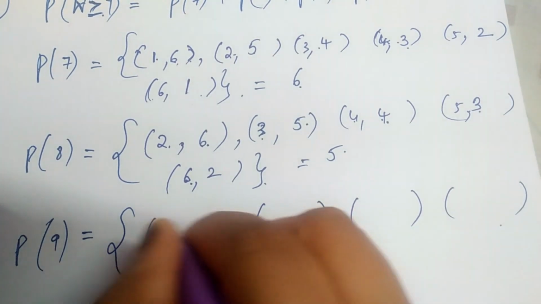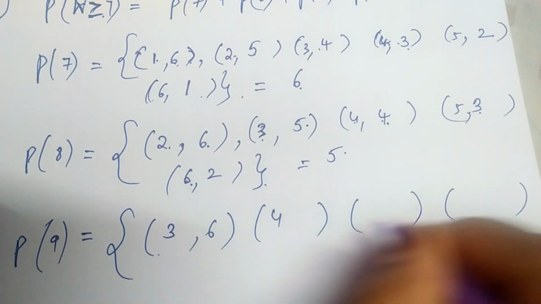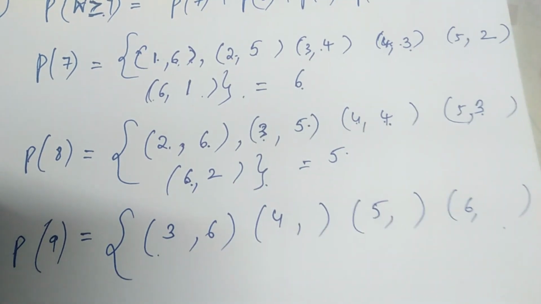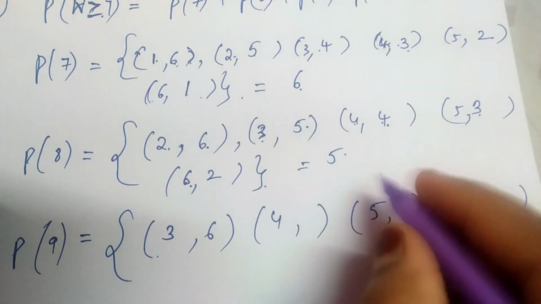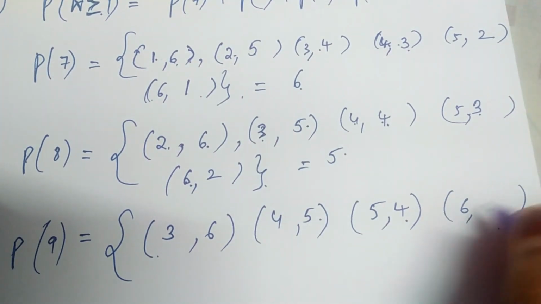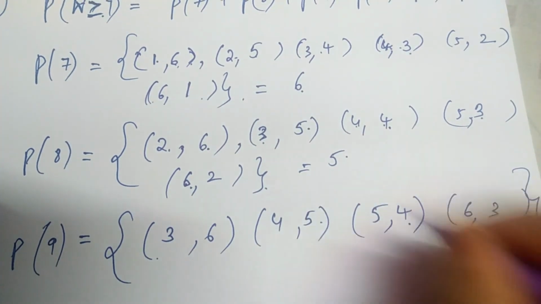6 plus how much? 6 plus 3. 3 comma 6. Now you start 3, 4, 5 and 6 is the maximum thing which you can get. Okay, so see, 4 plus 5 is 9, 5 plus 4 is 9. Next is 6 plus 3 is 9. So how many elements are there? 4 elements. You remember this.